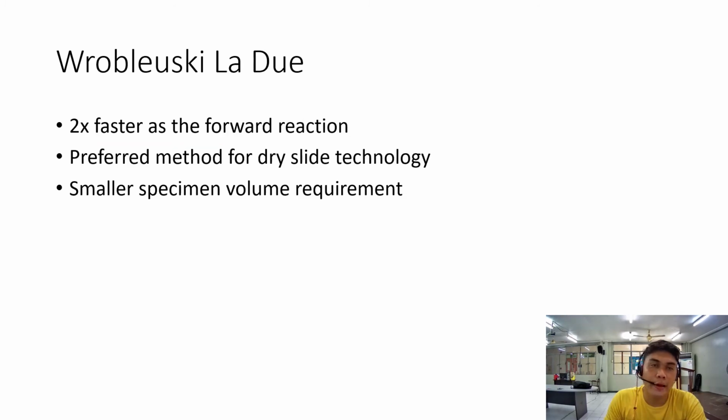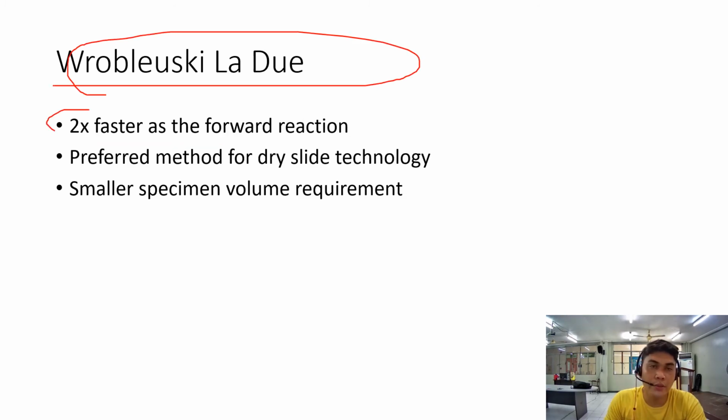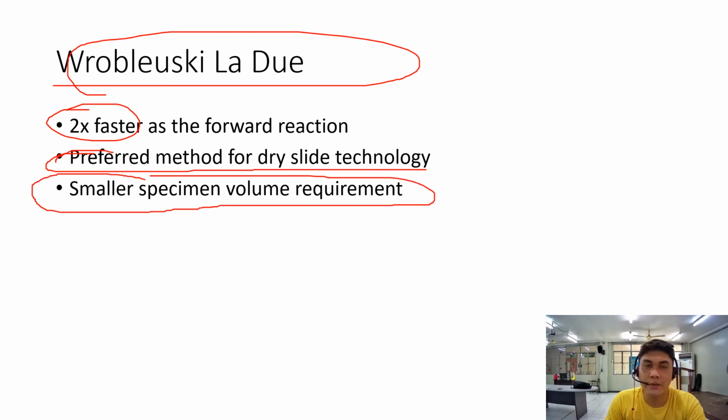Okay. For Wróblewski-LaDue, it's 2 times faster, but it's also the preferred method for dry slide technology, and it requires a smaller specimen volume. The downside of the Wróblewski-LaDue method is in terms of specificity, because you're using pyruvate as the substrate. So regarding specificity, lactate is the more specific substrate for lactate dehydrogenase. Okay?